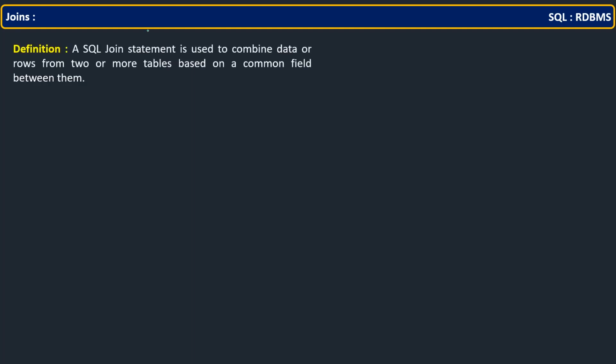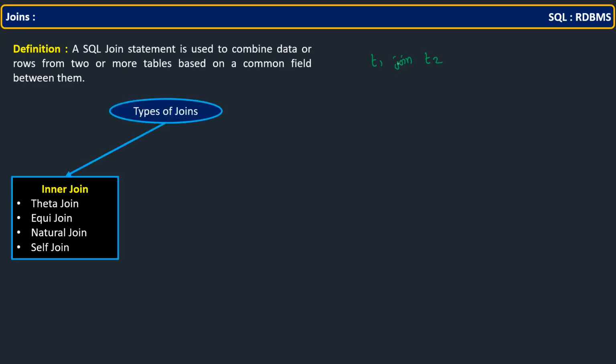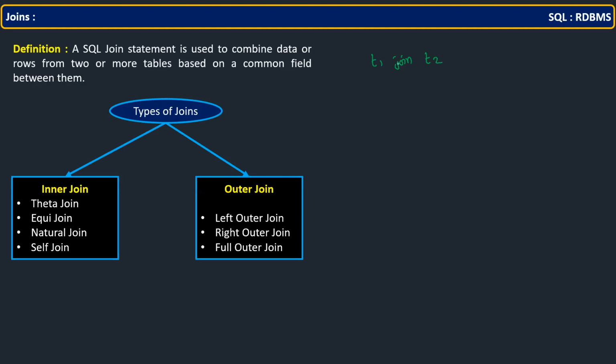Definition: SQL join statement is used to combine data or rows from two or more tables. You are joining table 1, then table 2. These two you are joining based on something. We will see that. So types of joins, we have many things. Inner join, theta join, equi join, natural join, self join. Don't worry about all those. Outer join, left outer join, right outer join, full outer join. So instead of discussing all these things one by one formally, informally, let us attack first of all.